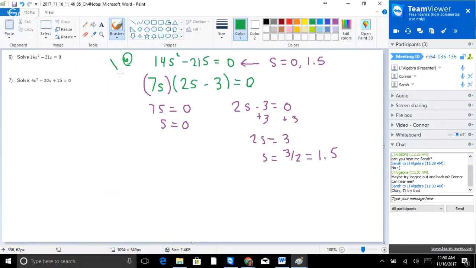There we go. Number 7, we have 4s squared. Why am I using s again? Man, I need to fix my notes. Oh, it's an s and an x. That's going to be really hard to solve this equation since I have 2 different variables. Let's just try to change this to 4x squared minus 20x, typo, plus 25.